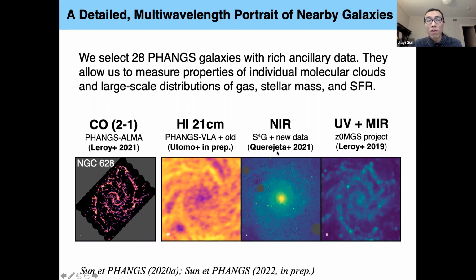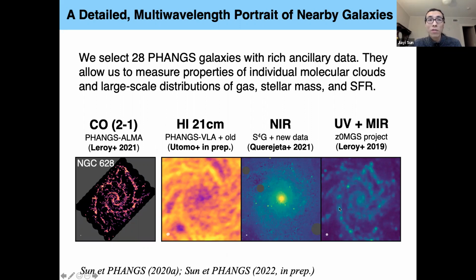We also have near infrared imaging. Most of it is from the S4G survey from the Spitzer Space Telescope. We will also include some new data acquired by my colleague Miguel Querejeta. These observations trace the distribution of stellar mass in these galaxies. And finally, we have archival GALEX UV and WISE mid infrared data. Their combination tells us about the unobscured and obscured phases of the star formation rate in these galaxies.